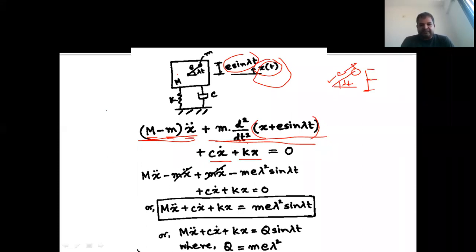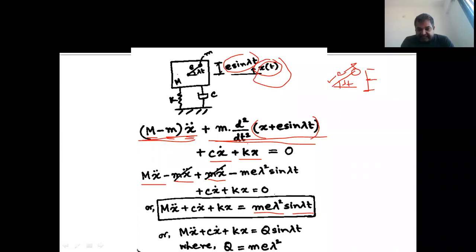If you simplify this, then this will be m x double dot minus small m x, plus small m x, minus m e lambda square, because you need to do the double derivative of this. So minus m e lambda square sine lambda t plus c x dot plus k x. So if you remove it, then this will be gone. So the governing equation will be M x double dot plus c x dot plus k x is equal to m e lambda square sine lambda t. This value will be coming.